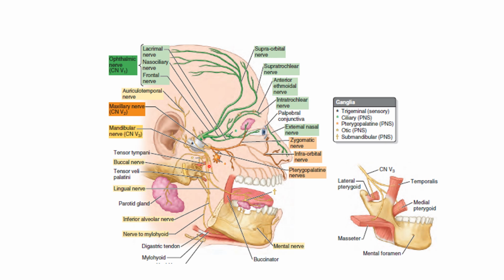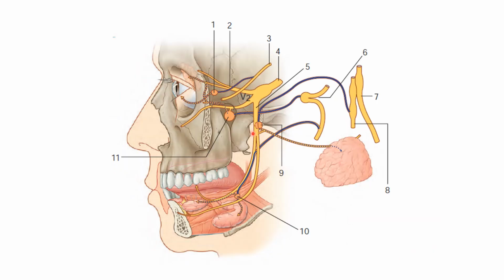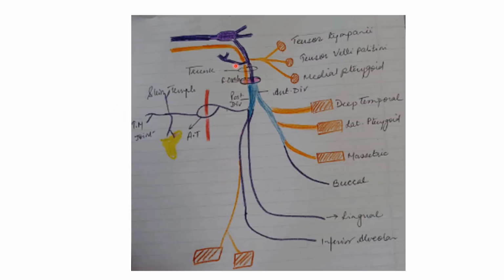Here you can see the branches of the mandibular nerve. After passing through the foramen ovale, the mandibular nerve comes out of the cranial cavity, and then it gives two branches: one is the anterior division and the other is the posterior division. Before the foramen ovale, this is the trunk of the mandibular nerve, and the trunk gives two branches.